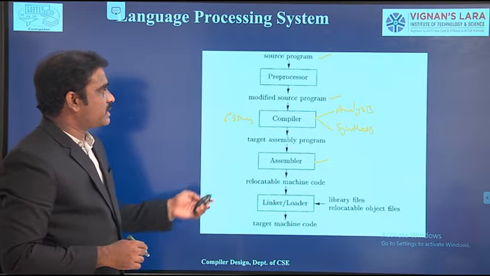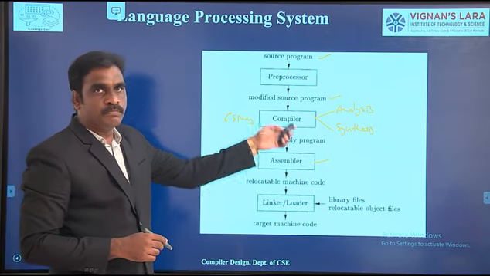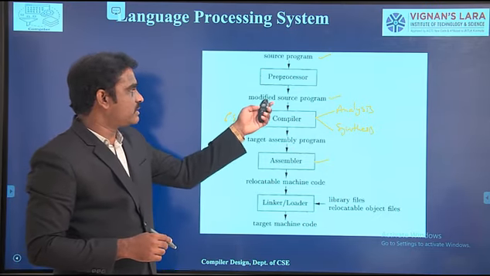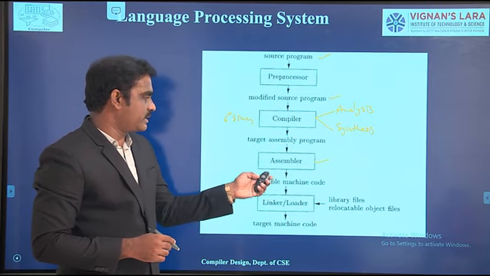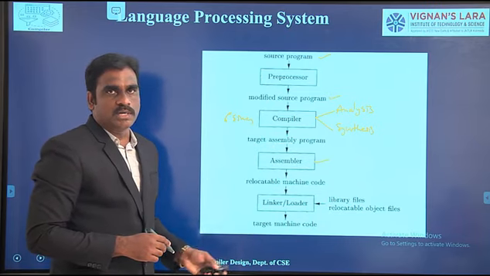So in the language processing system, we have these 4 modules: preprocessor, compiler, assembler, and then linker and loader.